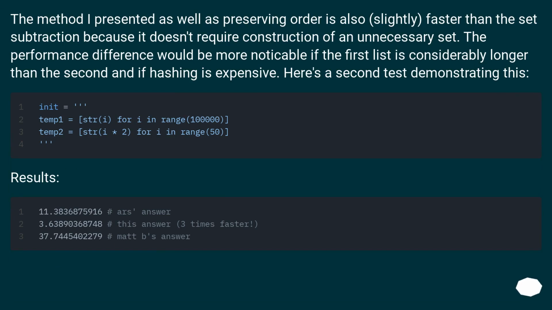The method I presented as well as preserving order is also slightly faster than the set subtraction because it doesn't require construction of an unnecessary set. The performance difference would be more noticeable if the first list is considerably longer than the second and if hashing is expensive. Here's a second test demonstrating this. Results.